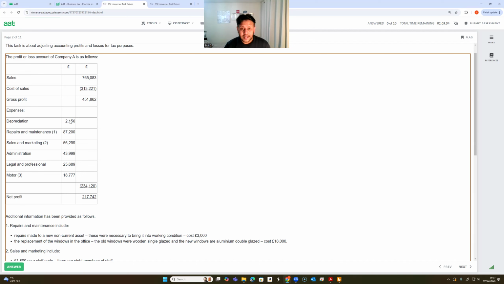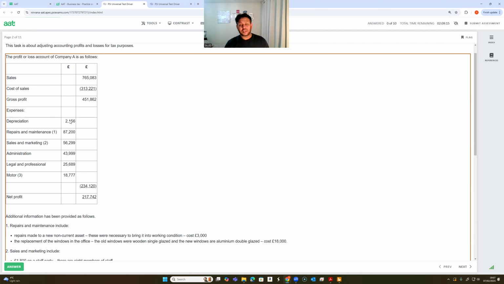Depreciation is a non-cash item. So the business shows the depreciation as an expense against the non-current asset on the balance sheet. Because of the depreciation, the business never paid any actual expenditure from the bank. For that reason, the depreciation has to be added back.